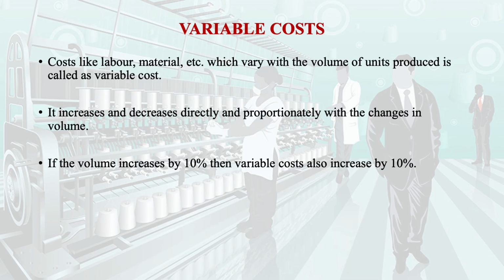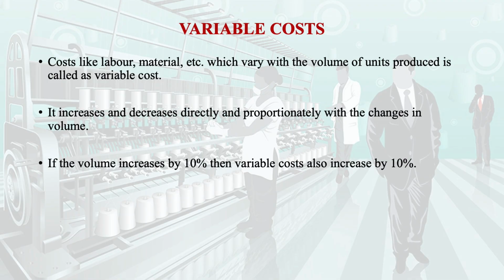Now, the costs like labor and material, which vary with the volume of units produced, are called the variable cost. That means if, for a certain quantity, we need 2 laborers, and we increase the quantity, we increase the number of laborers. Similarly, the material will also increase. So variable cost increases with the volume of the unit produced. It increases and decreases directly and proportionately with the change in the volume. If the volume increases by 10%, the variable cost will also increase by 10%.